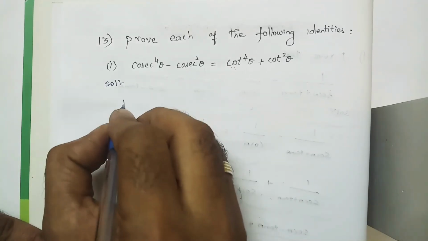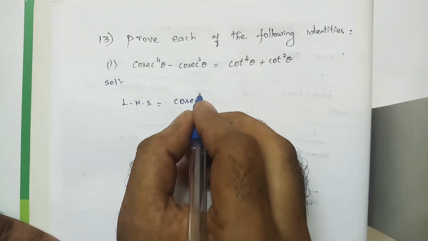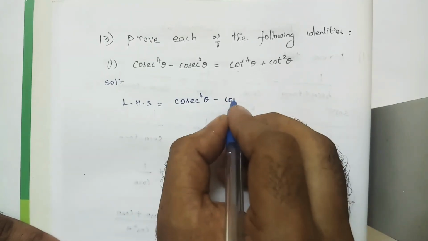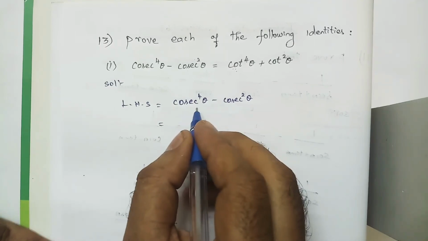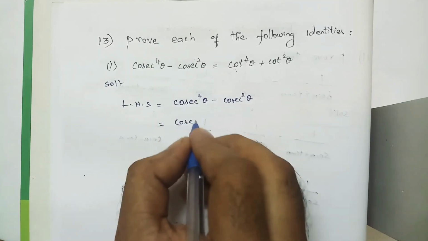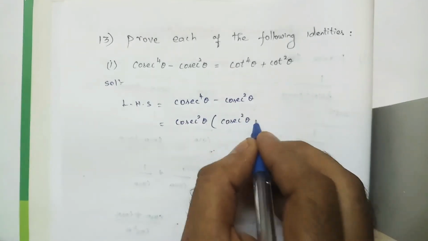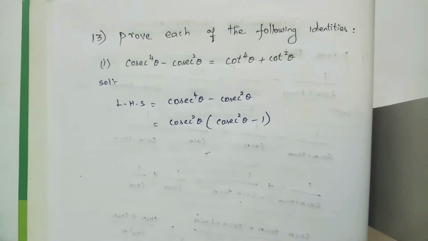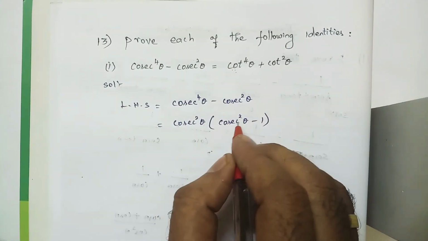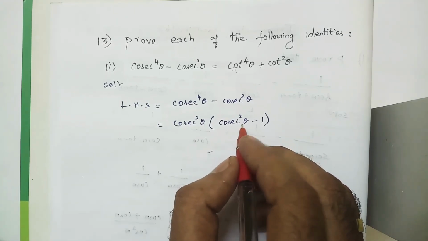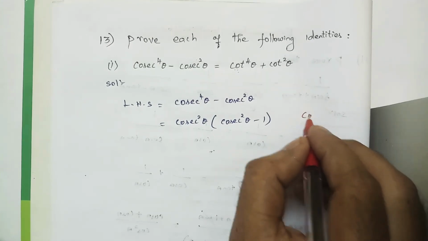See, what is the LHS? I'm just taking the LHS. LHS is equal to cosec power 4 theta minus cosec square theta. So what is the common term? Cosec square theta. Just take cosec square theta commonly outside. So what is the remaining? Cosec square theta minus 1. Now see that cosec square theta minus 1, how it will be? It comes under the trigonometric identity formula. Cosec square theta minus 1 is equal to cot square theta, right?